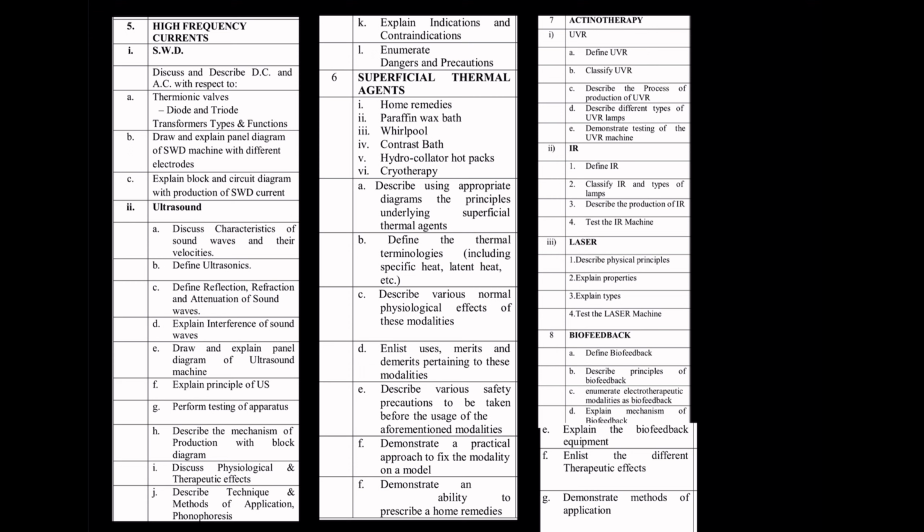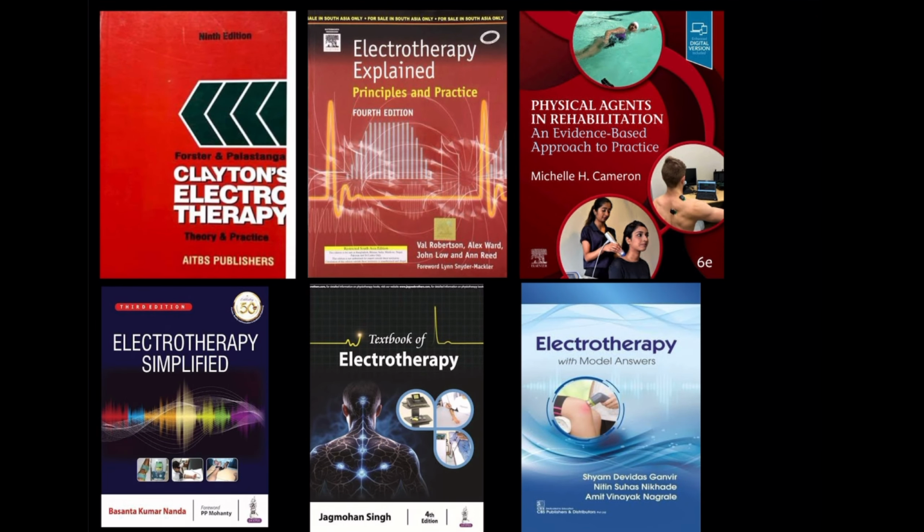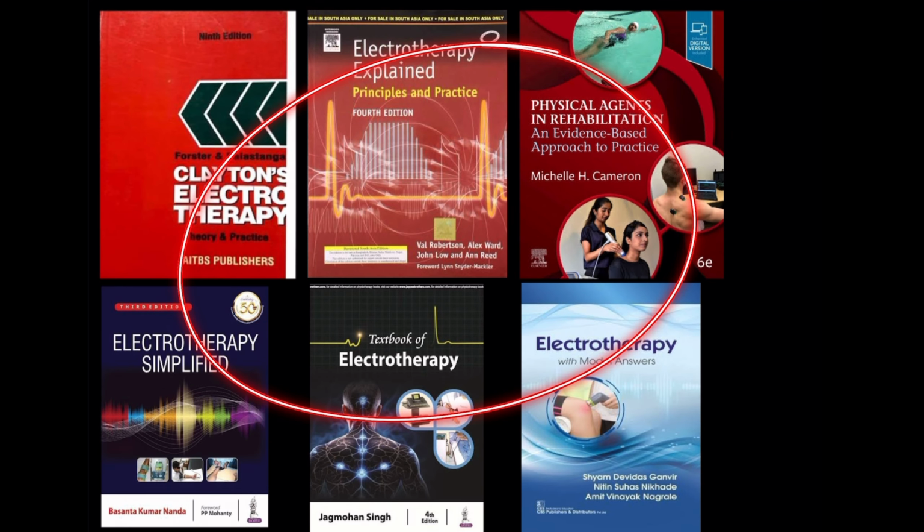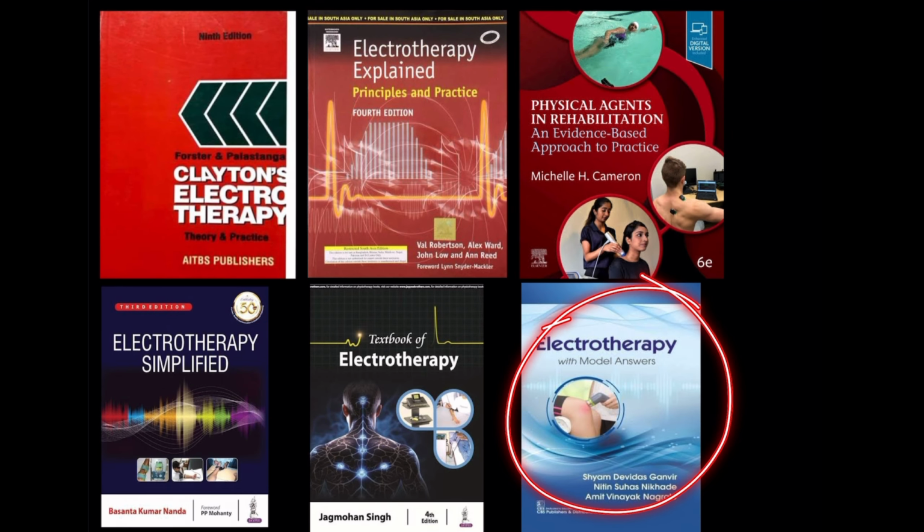So now I'll be showing books, and I'll be mentioning my opinions about how is that book and what sort of topics it contains, and whether you should buy it or not. So see, I have mentioned 6 books here. This book is not a textbook nor a reference book. So firstly, let us begin from Clayton's.